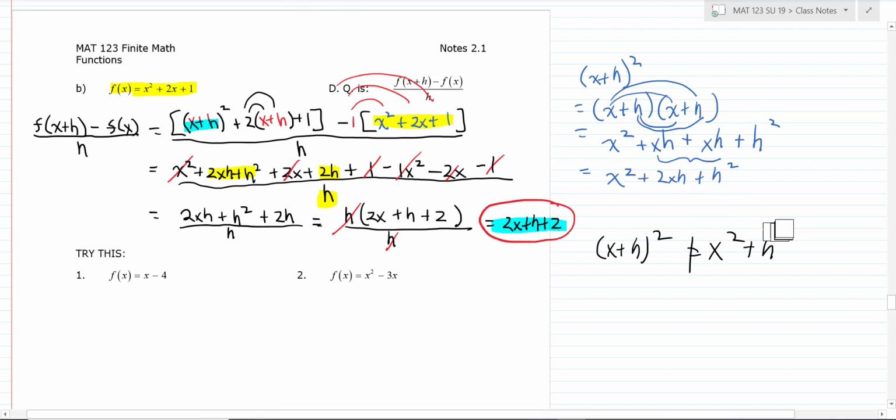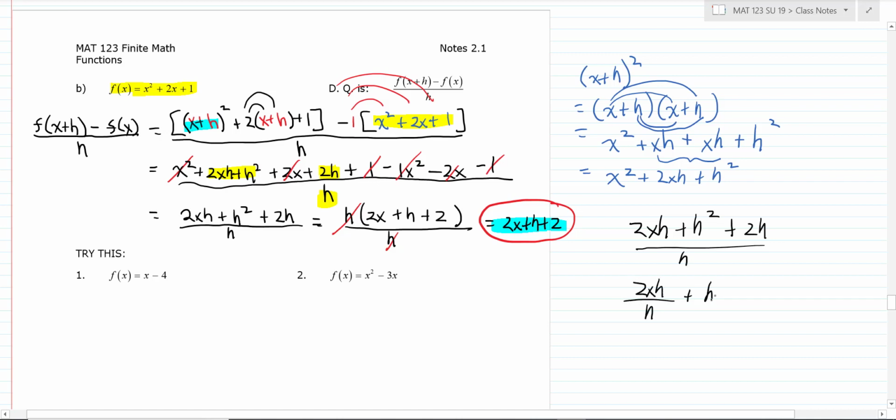Okay. All right. Now, I was going to show you one other way you could finish this up. If you go back to this step right here, where you have 2xh plus h squared plus 2h over h, if you prefer, you can do it this way. You can break this up into pieces like this, and sometimes students understand this better, and then cross that out, and that crosses out one of the h's if you do that. So that's 2x plus h plus 2. So if you prefer to do it that way, you certainly can.